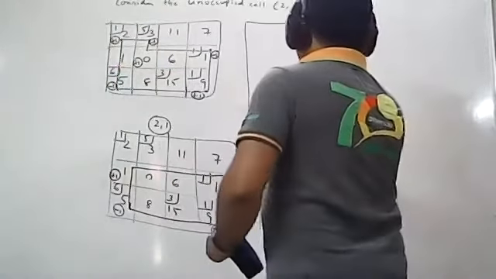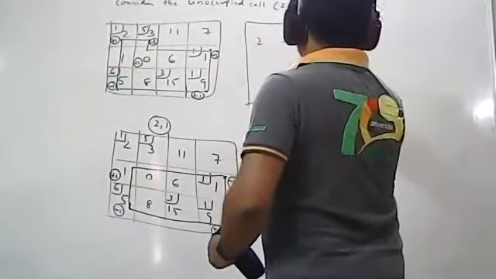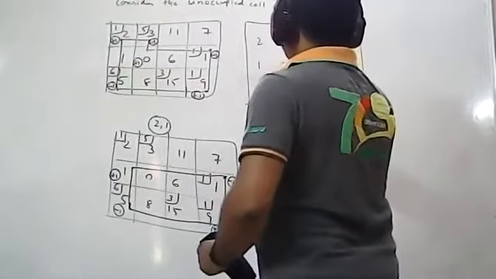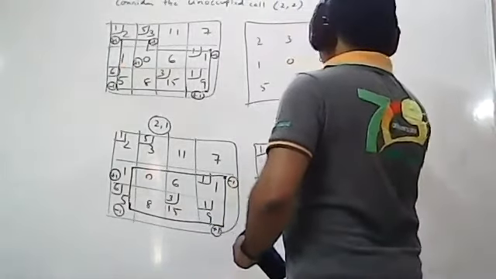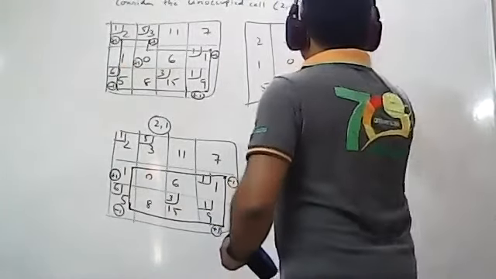So that means what are the values you have here? 2, 3, 11, 7. Next one is 1, 0, 6, 1. Next one is 5, 8, 15, 9.